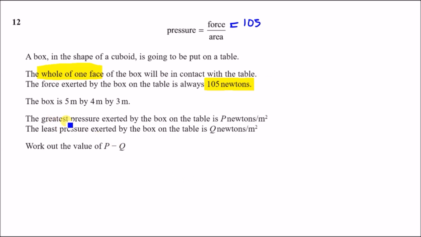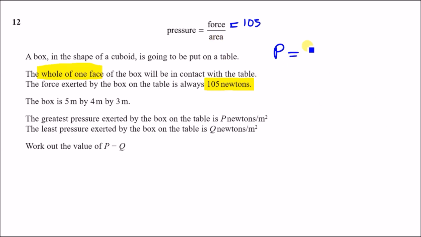So the greatest pressure exerted by the box on the table is P newtons per meter square, and the least pressure is Q. Work out the value of P minus Q. In other words, the difference between the greatest and the least pressure. Alright, so all you have to do is basically work out what the greatest pressure is, the least pressure, and then subtract them. So to get the greatest pressure, so let's say it's P, right?